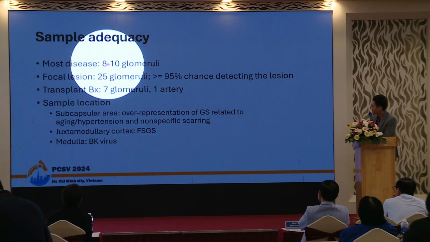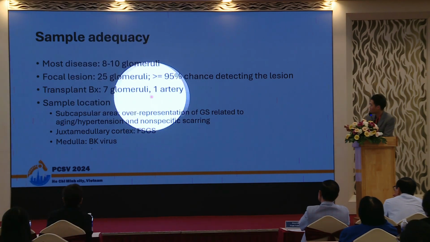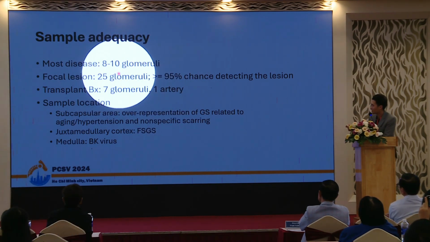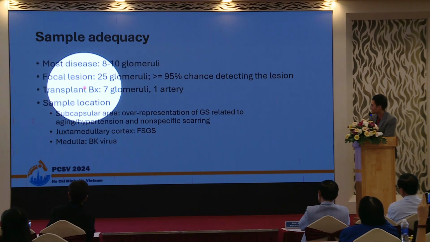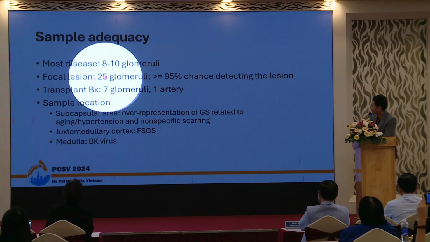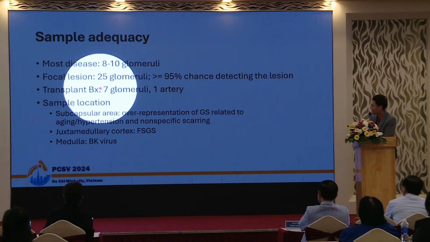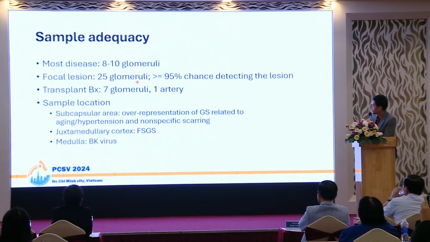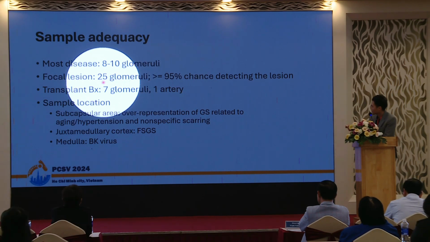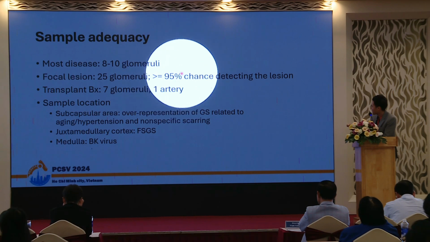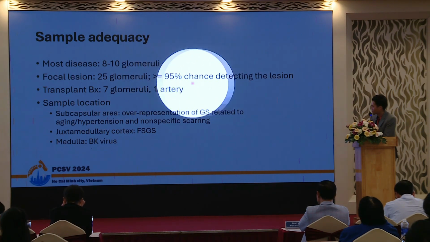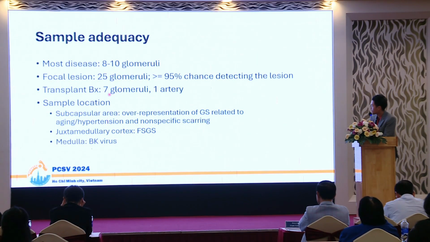For most diseases in light microscopy, 8 to 10 glomeruli are usually enough, but for diseases involving focal lesions, we have to evaluate many glomeruli. So if there are 25 glomeruli, we have more than 95% chance to detect the lesion. For transplant biopsy, we need to evaluate at least 7 glomeruli and 1 artery.